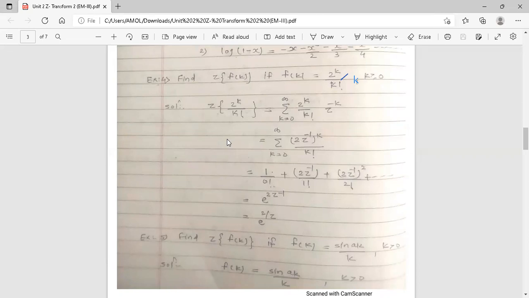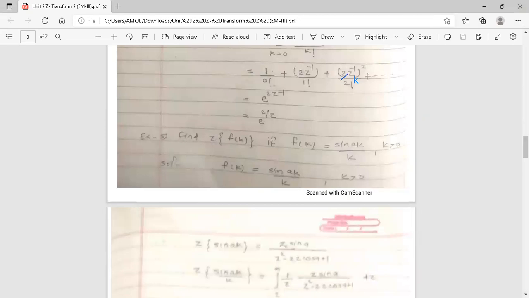So what is this series? This is nothing but the series of the exponential function e raised to x. The e^x formula is 1 plus x upon 1 factorial plus x square upon 2 factorial plus x cube upon 3 factorial and so on. So in place of x, the term here is 2 into Z^-1, so it is e to the power 2 into Z^-1, and 2 upon Z^-1 means 1 by Z. It is e to the power 2 by Z.